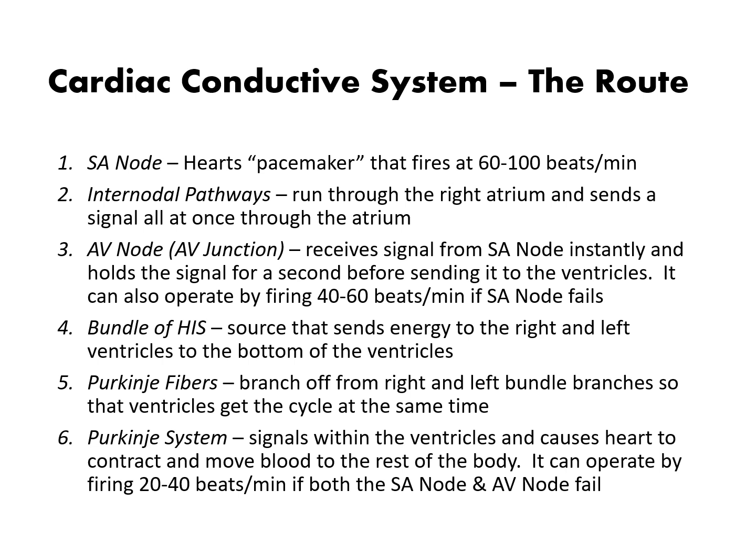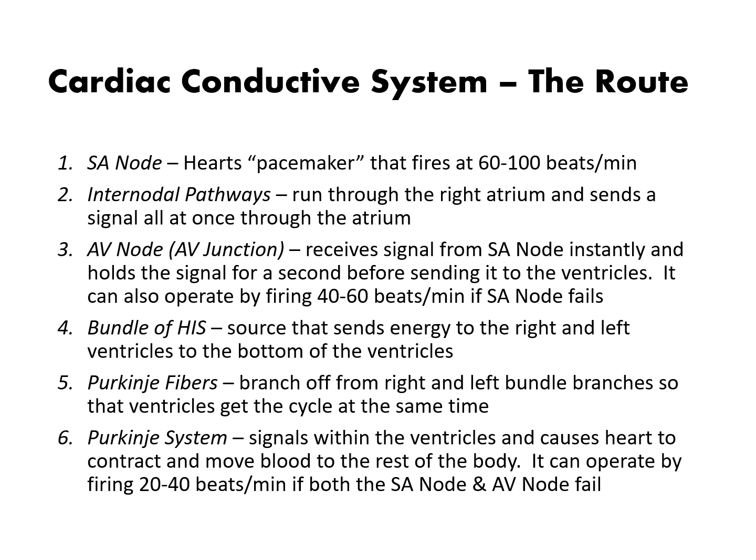And hand in hand with the electrical impulse that we just went over, the cardiac conductive system has a predetermined route for each cardiac beat. The SA node, the heart's pacemaker, fires at 60 to 100 beats a minute. This firing travels down the internodal pathway, which runs through the right atrium and sends a signal all at once through the atrium. The AV node receives a signal from the SA node instantly and holds that signal for a second or two before sending it into the ventricles.